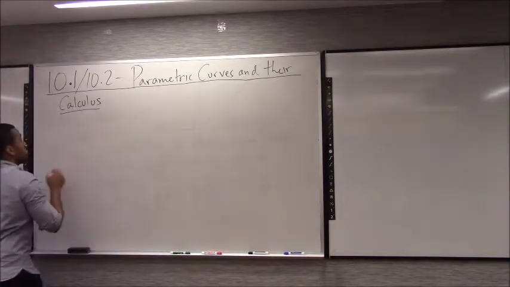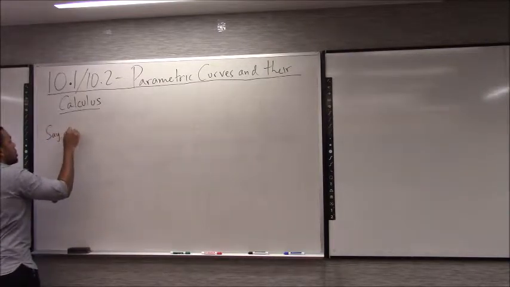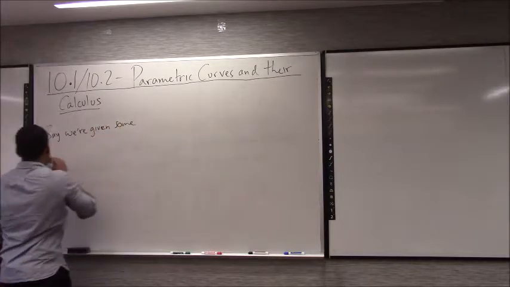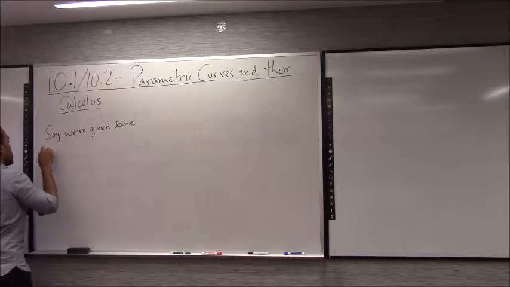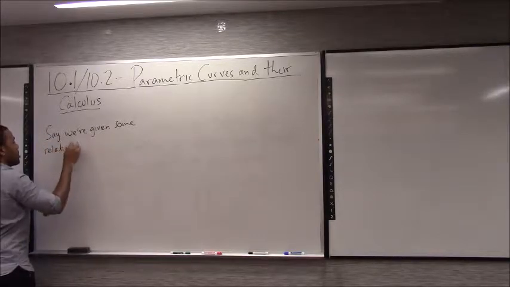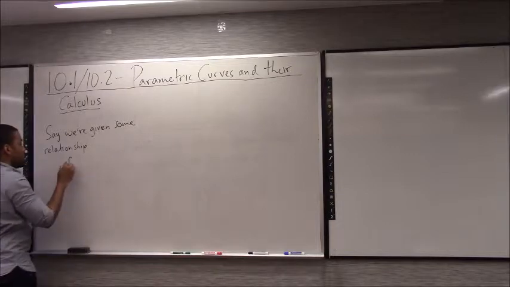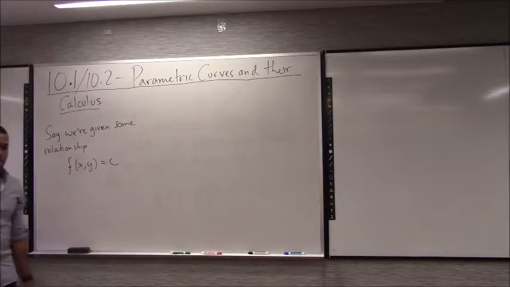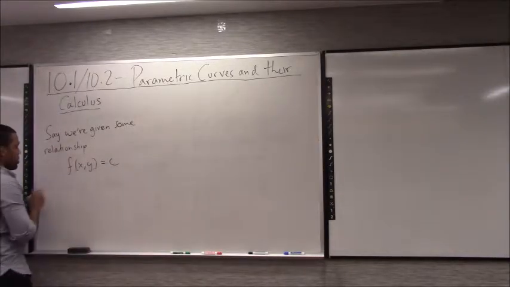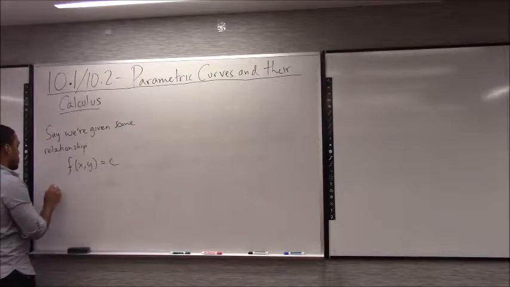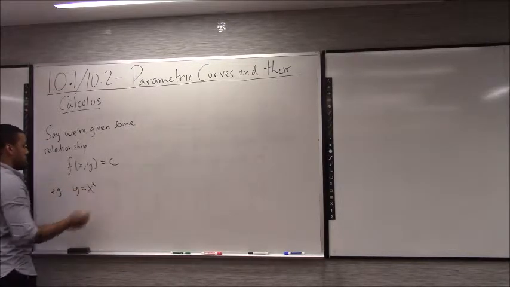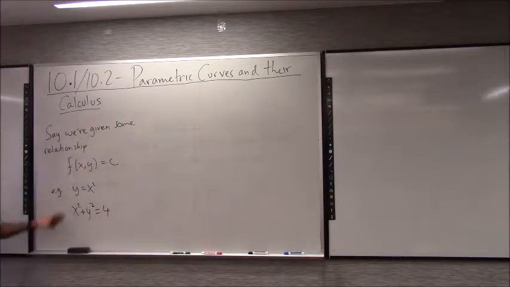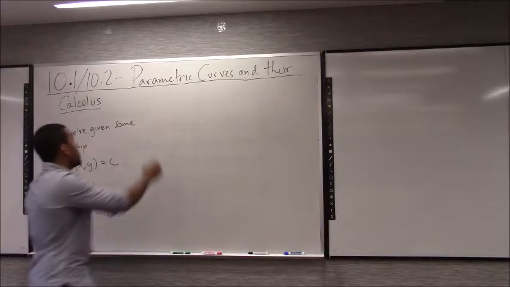So this is just a function of x and y. It says x's and y's are mixed together, so this could include something like y equals x squared, a typical kind of function, or something like x squared plus y squared equals 4, or something similar to that. Any expression that you're used to seeing.